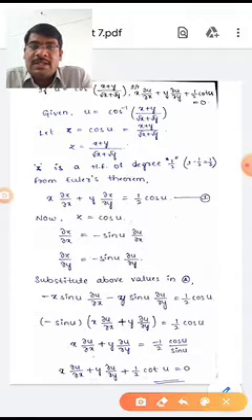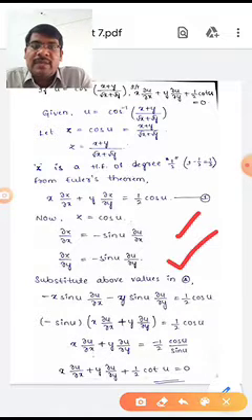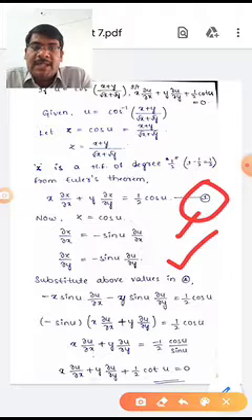Here we are getting ∂z/∂x is equal to minus sin u ∂u/∂x. Similarly, differentiate partially with respect to y: ∂z/∂y is equal to minus sin u ∂u/∂y. Substitute the above equations in equation 1. Here that is minus x sin u ∂u/∂x minus y sin u ∂u/∂y is equal to 1 by 2 cos u. Here minus sin u times (x ∂u/∂x + y ∂u/∂y) is equal to 1 by 2 cos u.